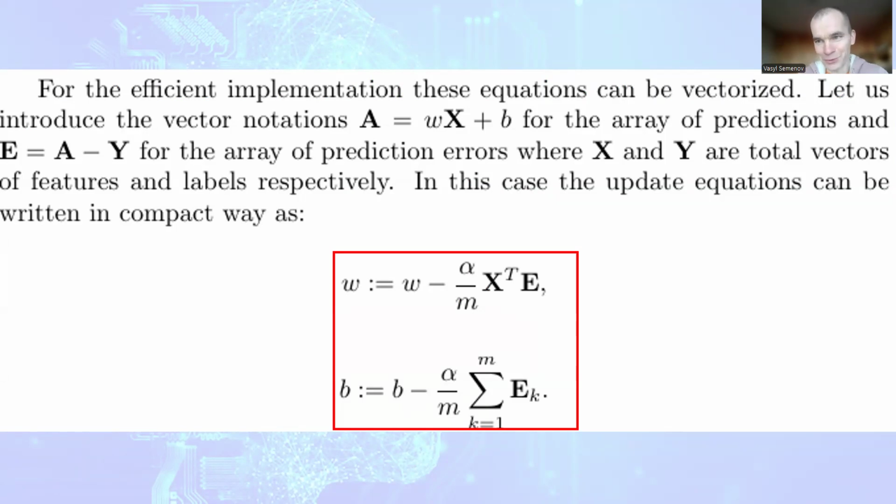Yes, correct. I just wanted to be sure that the formula is correct. Yes, b is updated with the average value of error. Of course, when the error is already 0, for example, w and b, as can be easily seen from these formulas, are not updated.